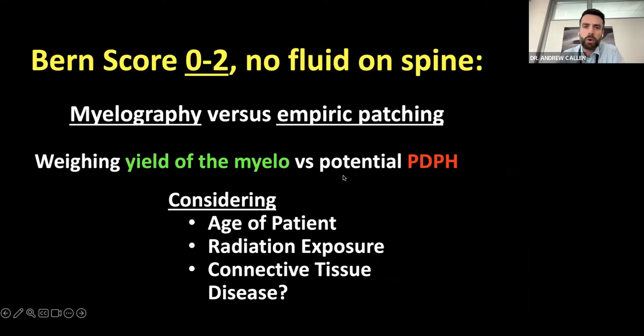And if there's a low burn score, there's no fluid on the spine, we could talk about myelography versus empiric patching, remembering that there's probably a low yield of myelography. But if it's important to the patient, then it's something to offer. But remember the age of the patient, it's a lot of radiation exposure. If the patient has connective tissue disease, we are going to be puncturing their dura, and it's not something we take lightly.